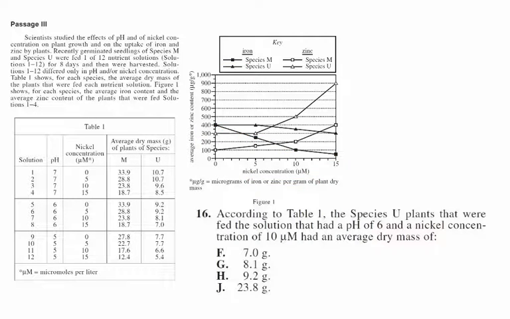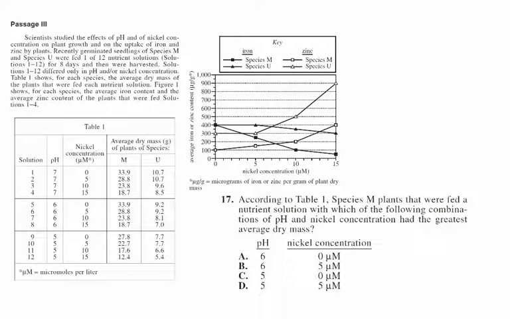According to table 1, the species U plants that were fed the solution that had a pH of 6 and the nickel concentration of 10, I think that's micrometers, had an average dry mass of what? So average dry mass, U, 6 tenths, that would be choice G, 8.1.